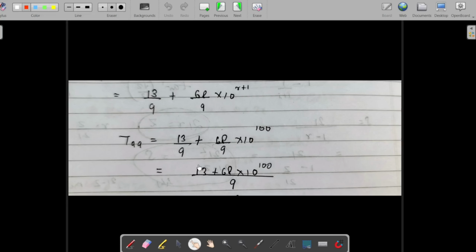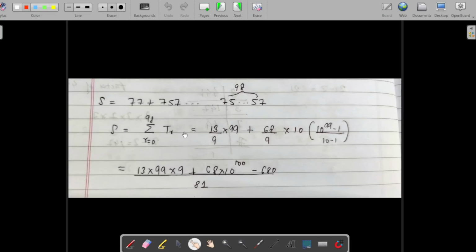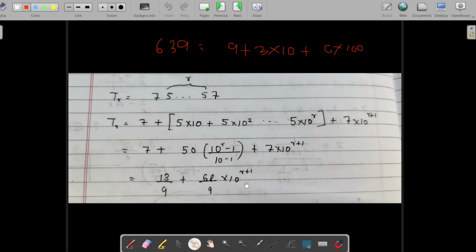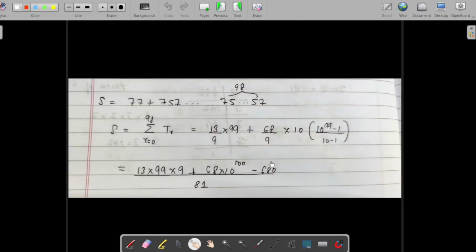So this 13 by 9, this will come 99 times, right? And then with the rth term, you will again get a GP. 68 by 9 will be common, and when you put r is equal to 0, 1, 2, 3 till 98, you will get a GP based on 10 raised to power r plus 1. That is exactly what I have written here. 10 into, this is the first term, this is the common ratio, this is the number of terms, and again this is the general formula for the sum of a GP, right?